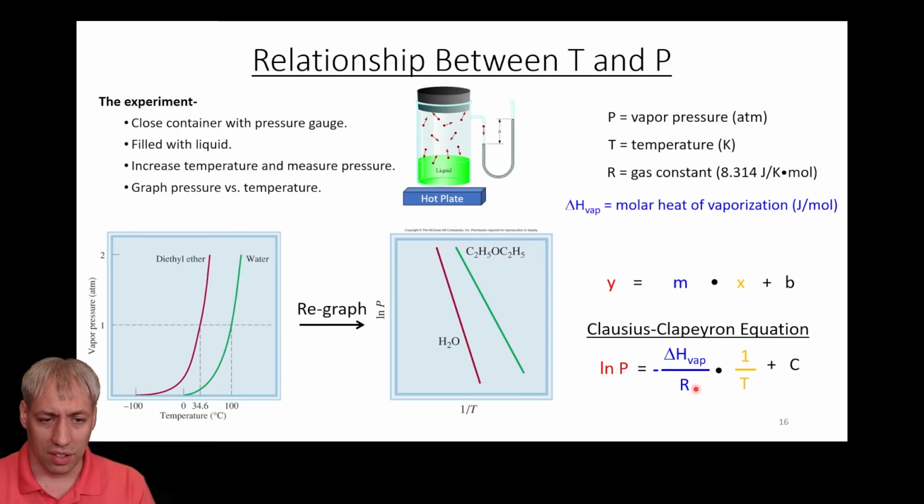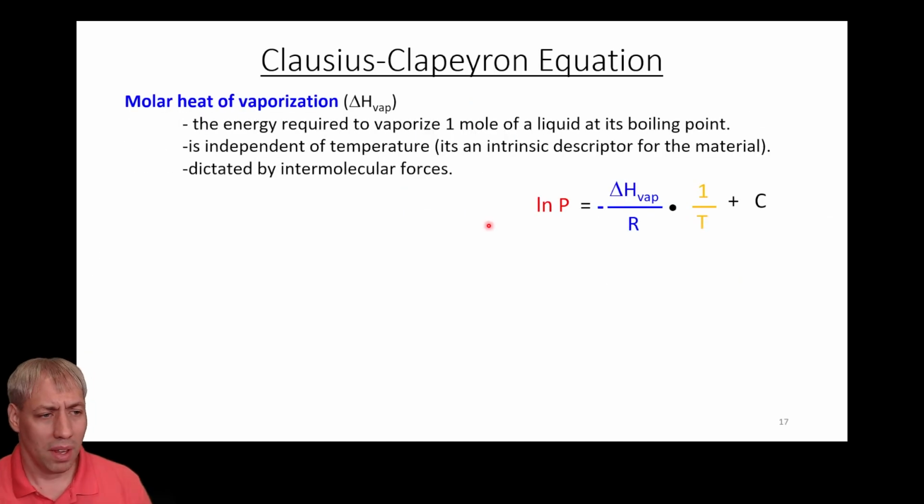And so this R is a gas constant, that's always constant. Your two variables are T and P and the relationship between them. And then ultimately the slope is dictated by this delta H vap. And this delta H vap is the molar heat of vaporization.